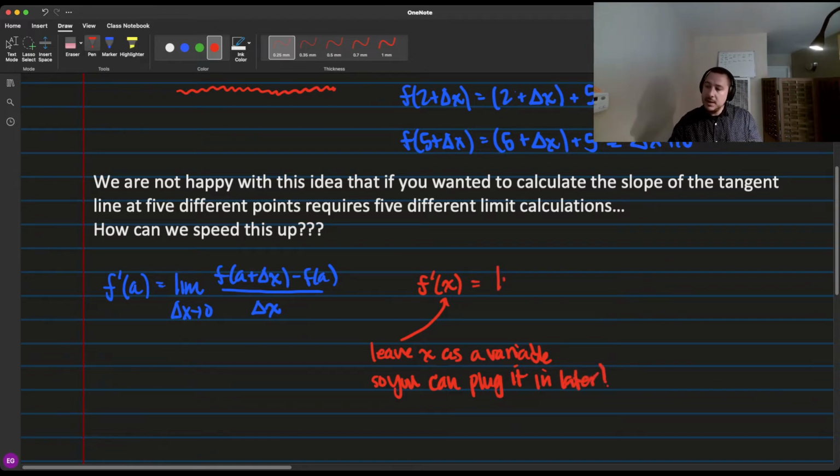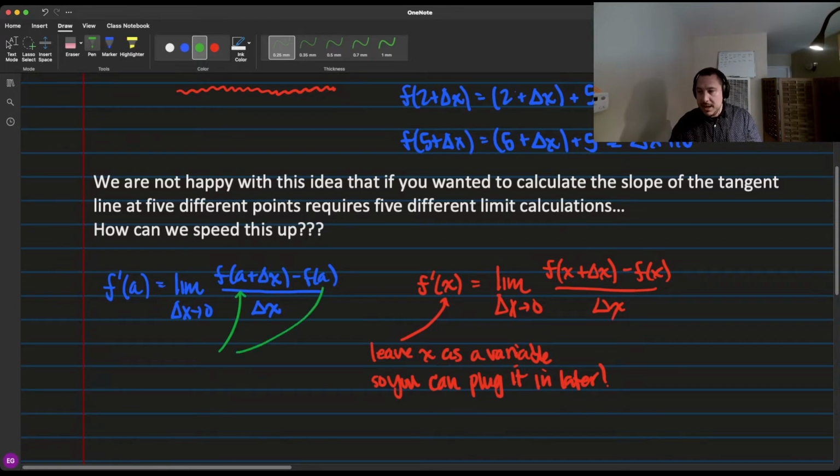So instead, we're going to calculate the limit as delta x goes to 0 of f of x plus delta x minus f of x all over delta x. So how is this different? Well, for this one, wherever you had an a, you plugged in an actual number in the previous way of doing it. Now, the x stays as x, and you actually get a function called the derivative that you can then plug numbers into, and it will just tell you what the slope of the tangent line is there.